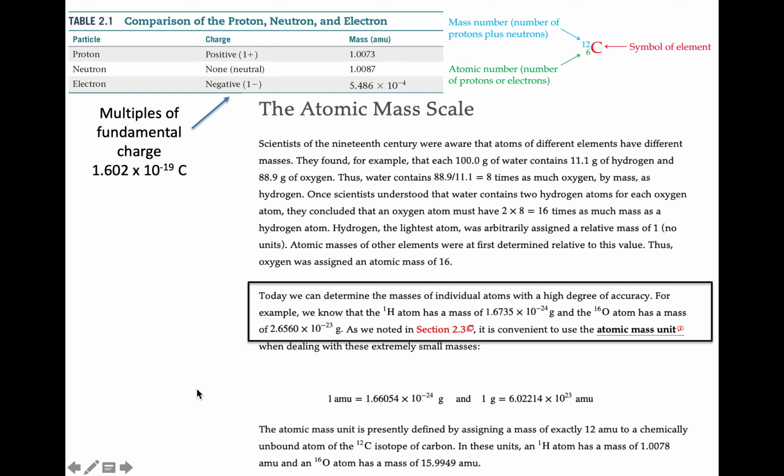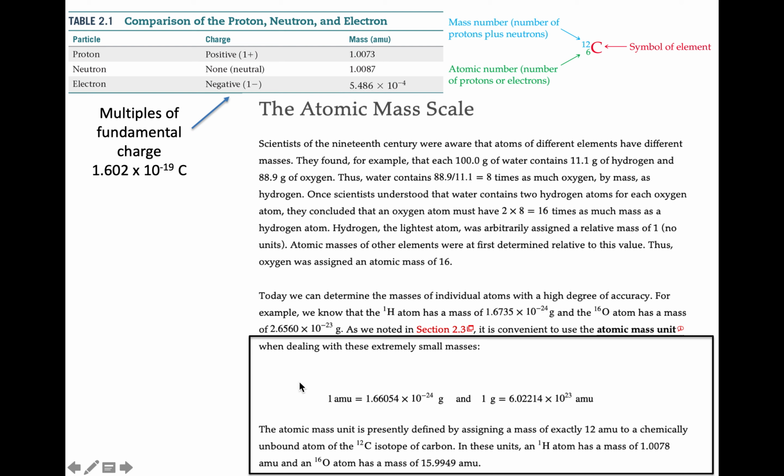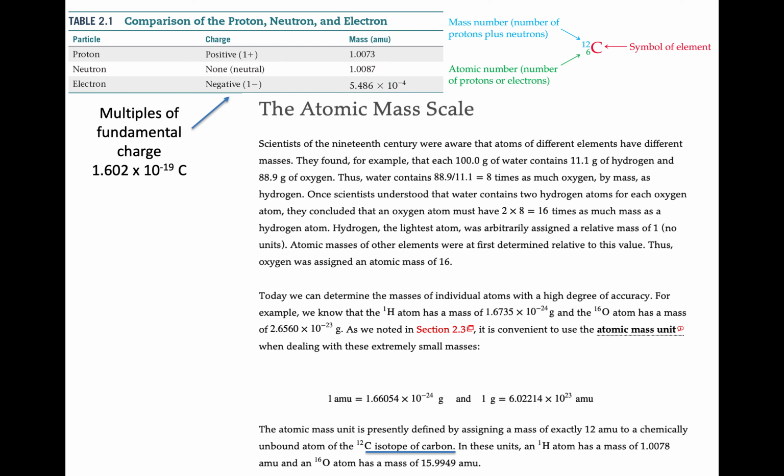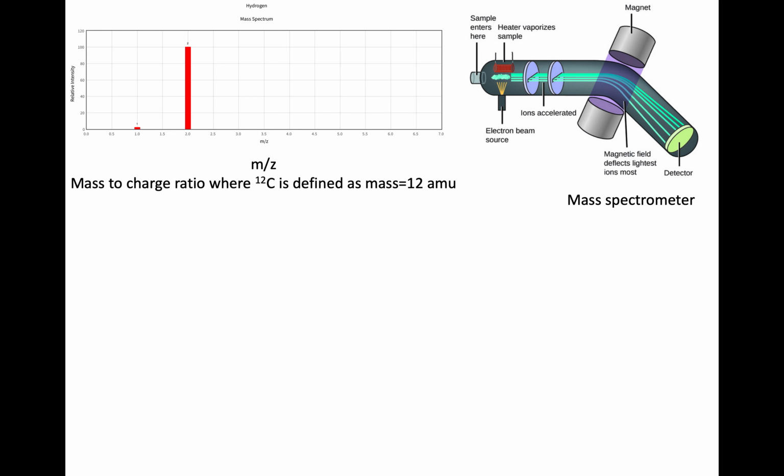AMU is a scale where we define the mass of the carbon-12 isotope of carbon to have a value of exactly 12 AMU. And then we can look at the other particles relative to that. So our scale for the AMU is defining a value of 12 for this isotope of carbon-12. Now, when I see isotope of carbon-12, what comes to mind is the mass spectrometer. That's what we explored a little bit when we were thinking about isotopes.